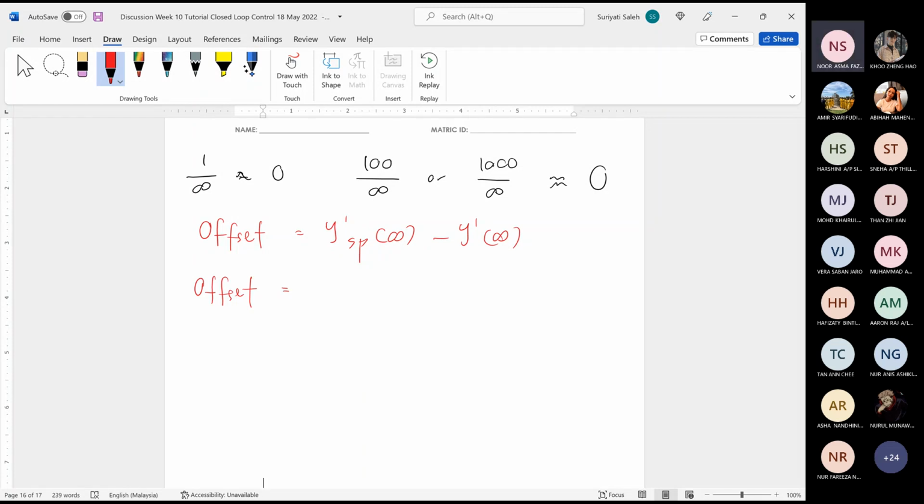What is the value of your offset? One. How do you get one? Because the y infinity will be 0. So the y prime sp infinity, you put 1 minus 0. It's like this.